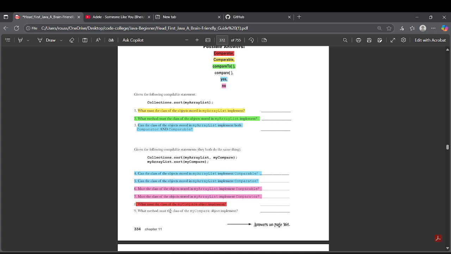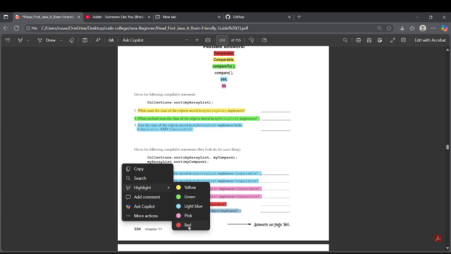And then what method must the class of my compare object implement? It should obviously be compare. Let me just highlight. I use all my colors. Just go with, honestly, blank.